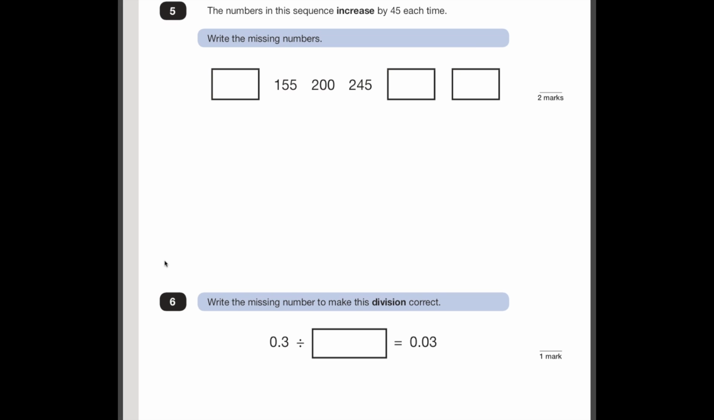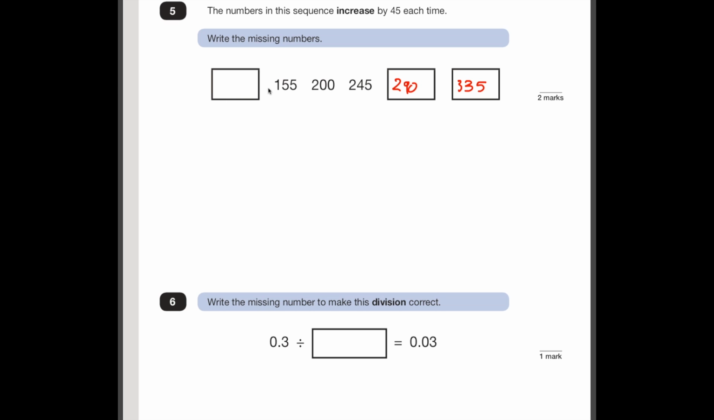Okay, number 5. The numbers in the sequence increase by 45 each time, so write the missing numbers. The easiest ones to start with would be these 2 here. We'll just keep adding 45. So 245 plus 45 is 290. Do the same again, add another 45, it would be 335.